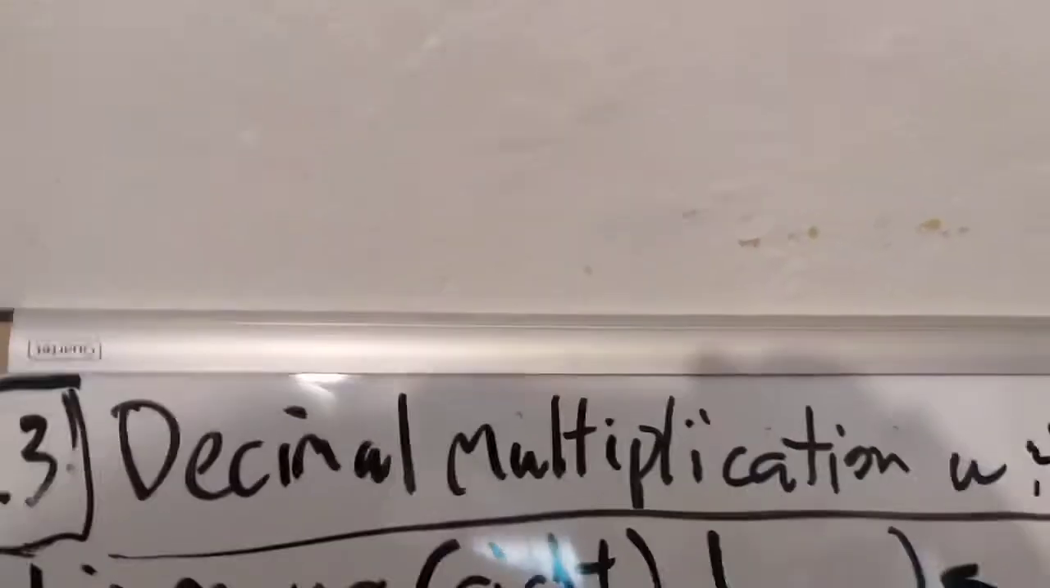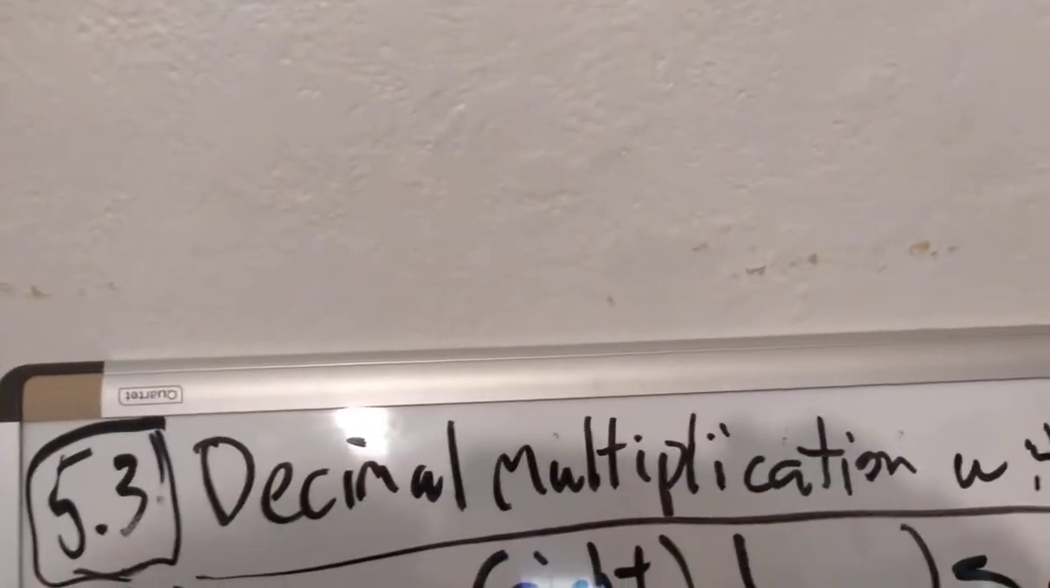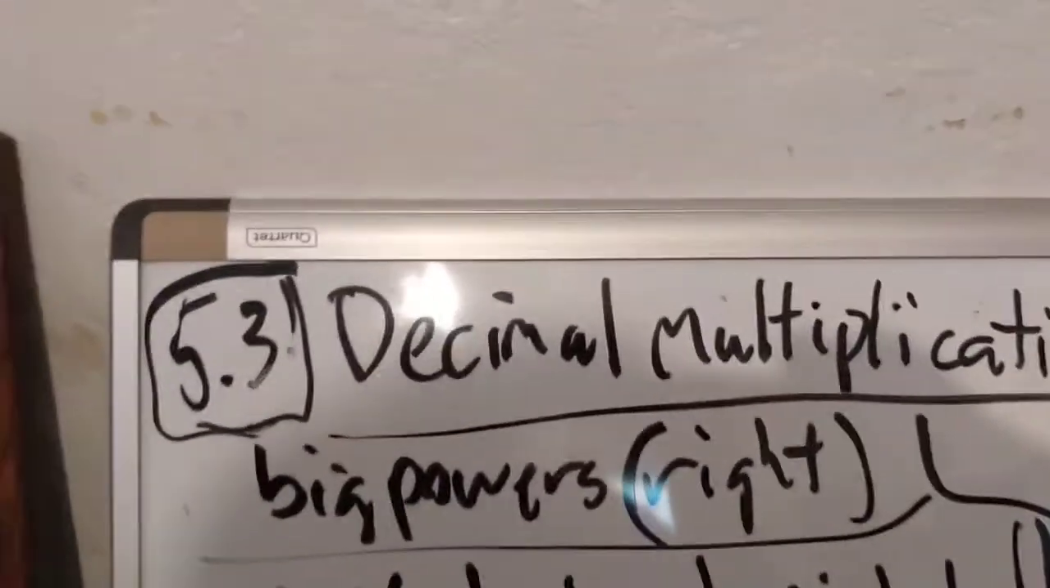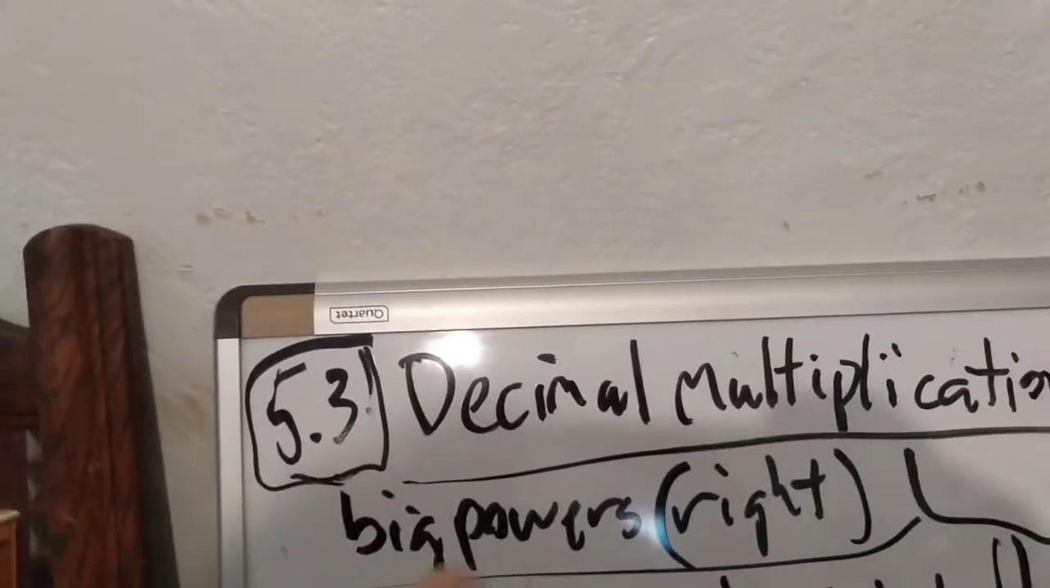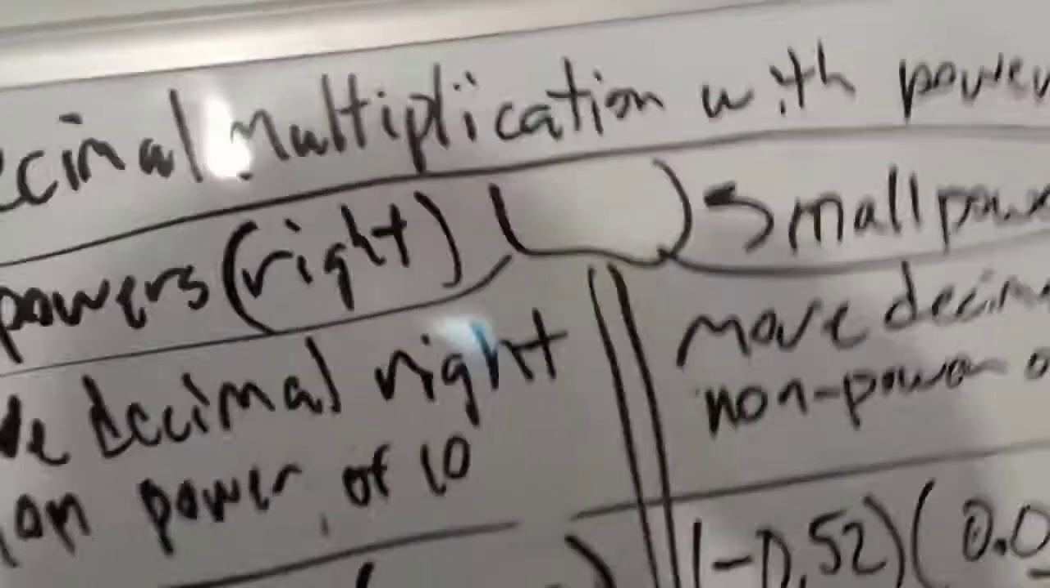So 5.3, this is still 5.3 for all you Math 020 listeners or pre-algebra. Decimal multiplication with powers of 10 though. So it's multiplying decimals by powers of 10 only. For big powers of 10, you're gonna move the decimal place to the right. And so the decimal point is gonna move this way, right? For small powers of 10, you're gonna move back the other way. So that means you'll be going to the left. So you'll be moving back this way.